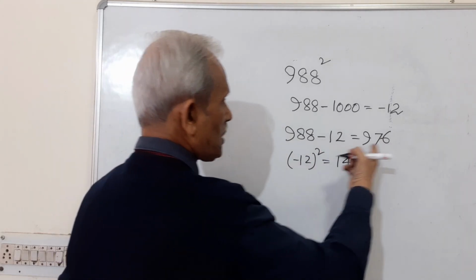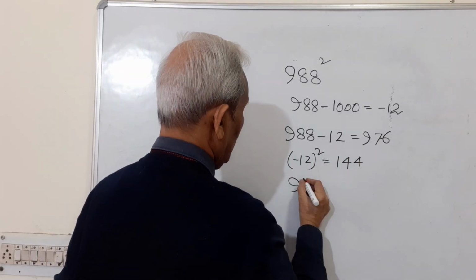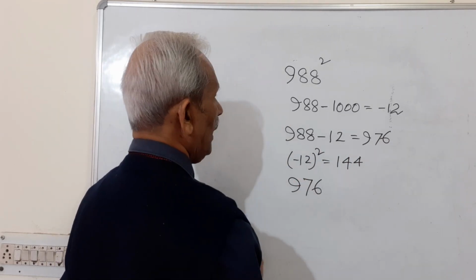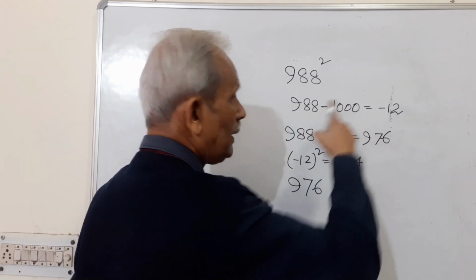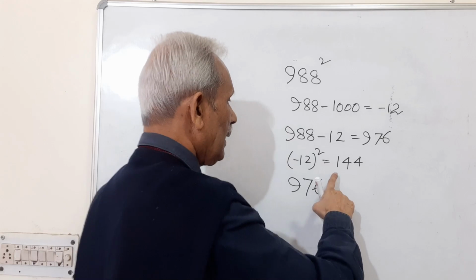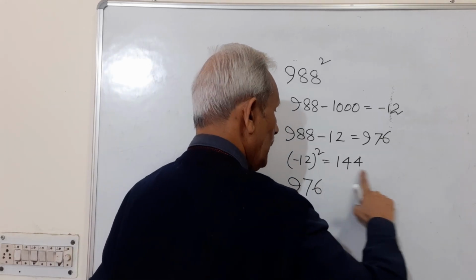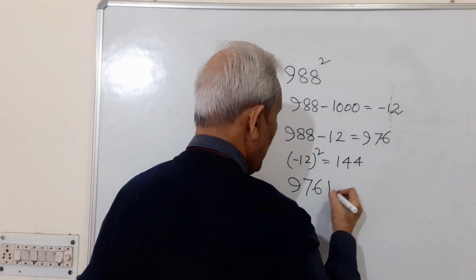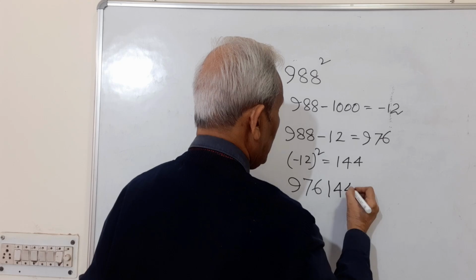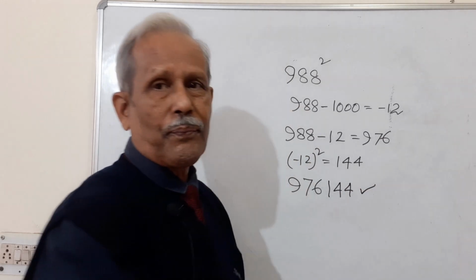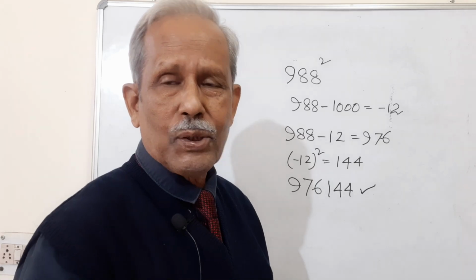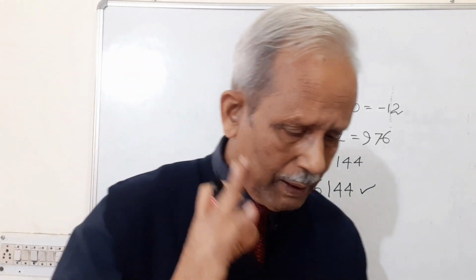Now take the first part as 976. First part of the answer is 976. Second part of the answer, just look at the base. There are 3 zeros in the base, and the second part already has only 3 digits. So we can safely write 144 occupying 3 spaces. The answer is 976144. So I think you have understood it, that you have to take three things.